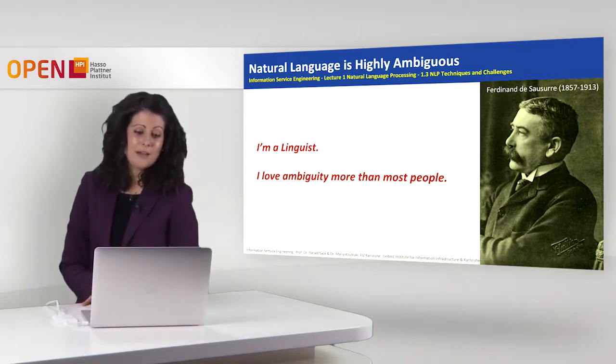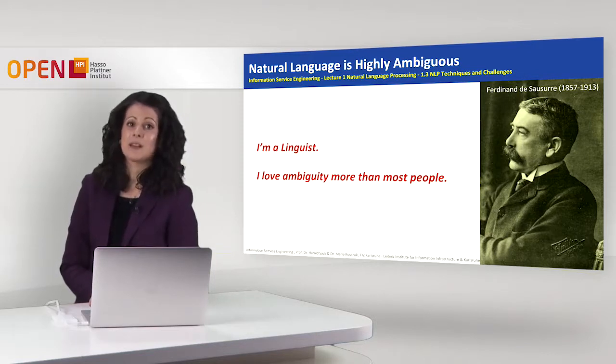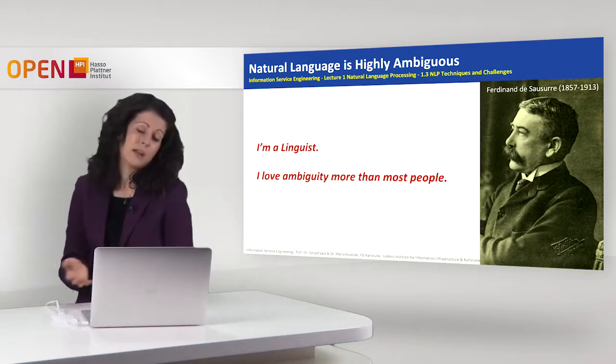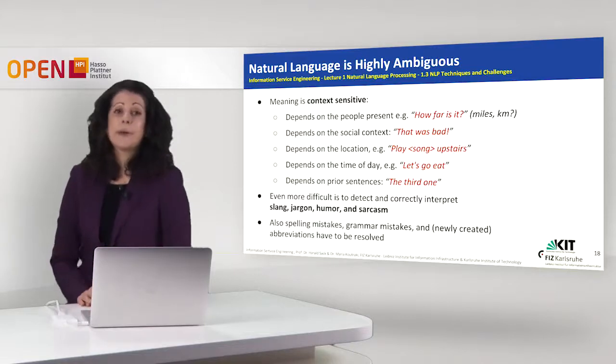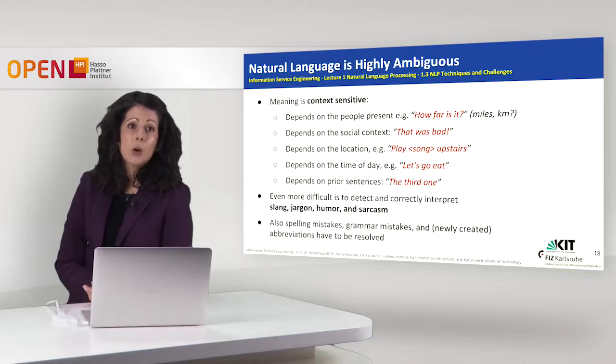So as one famous quote by famous linguists like Ferdinand de Saussure says, I'm a linguist, I love ambiguity more than most people, which is really funny since it's highly ambiguous. It's a really highly ambiguous sentence. What do they mean? That they love ambiguity more than they love people? Or that they love ambiguity more than other people love ambiguity, since they are linguists anyway? Well, we don't know.